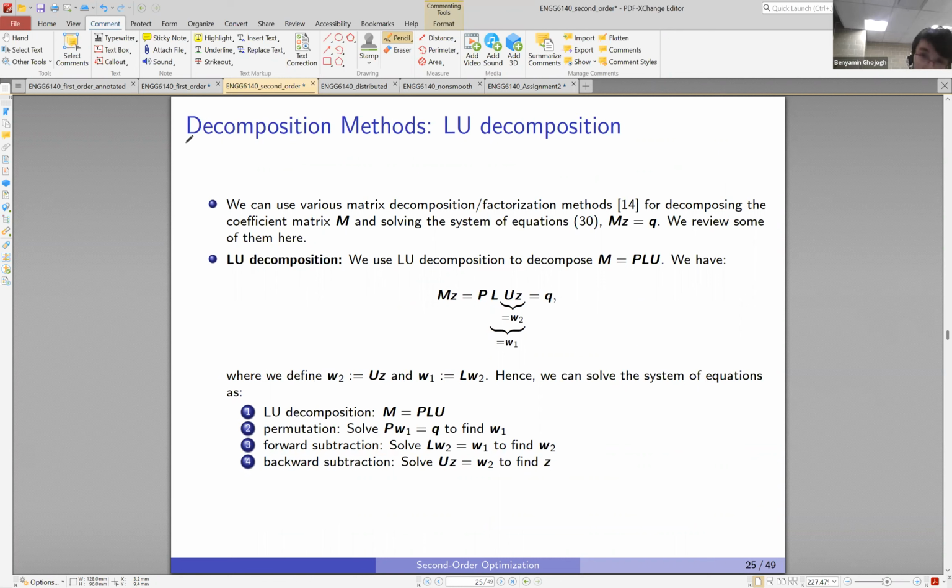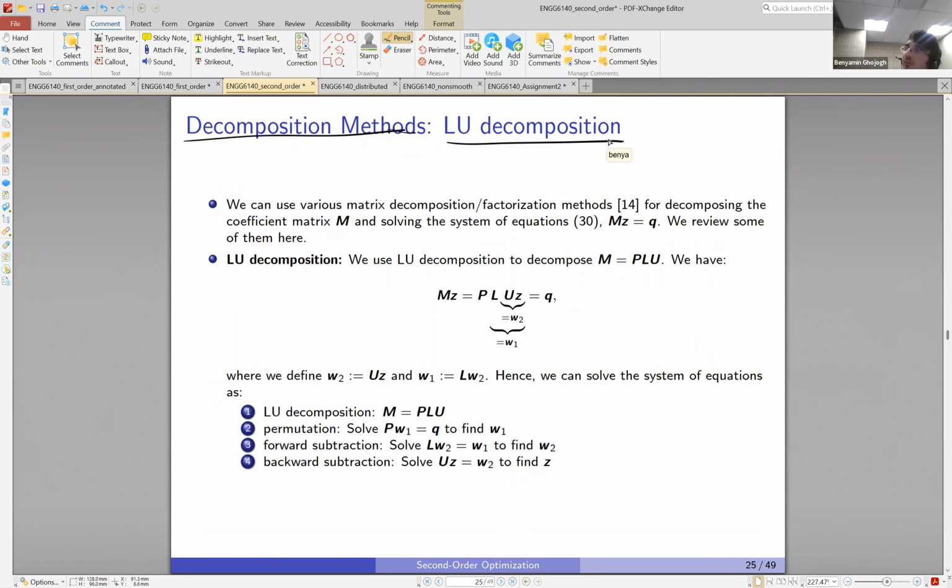We can use several techniques. One of them is decomposition methods, and we have several decomposition methods. One of them is LU decomposition. So what does decomposition mean? It means that when we have a matrix, we can decompose it into the multiplication of several matrices. So we have many decomposition algorithms.